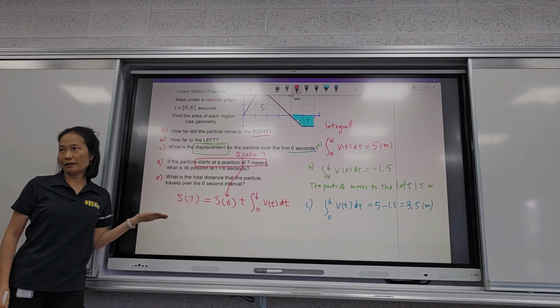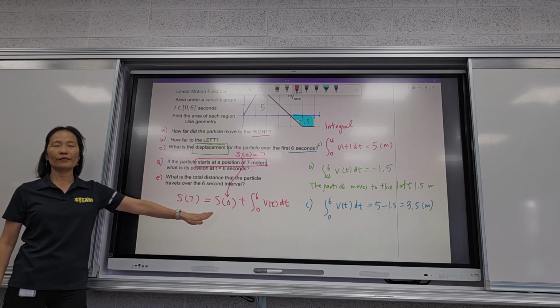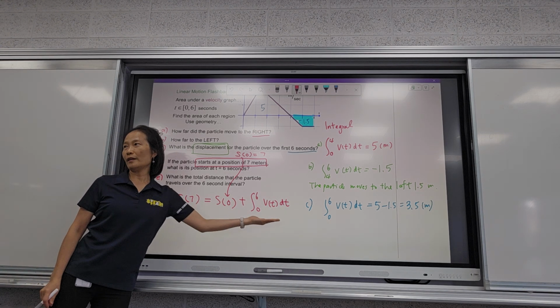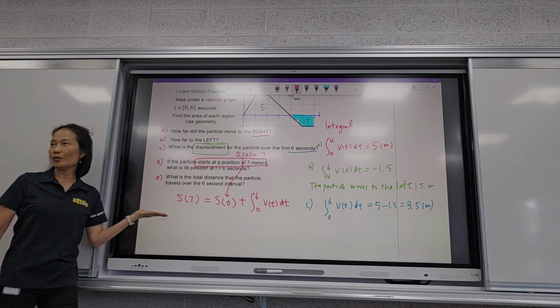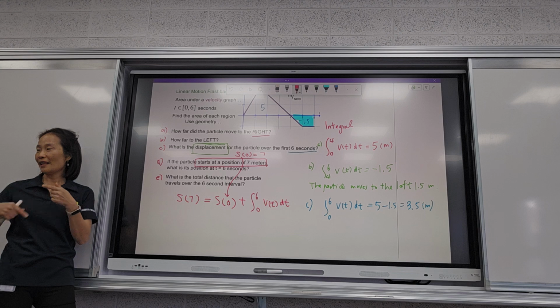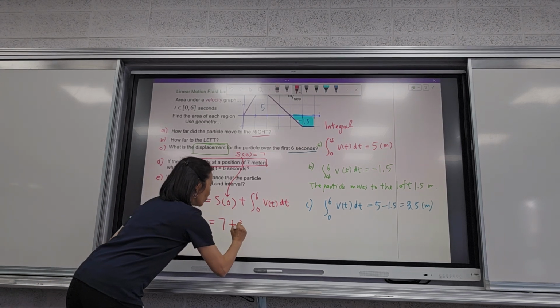Super important. I can say, okay, the sink initially has 500 gallons of water. Over the 6 hours, this is how much water is added. How much water in total at the end of the 6 hours? See, that's the same question. So 7 plus 3.5.